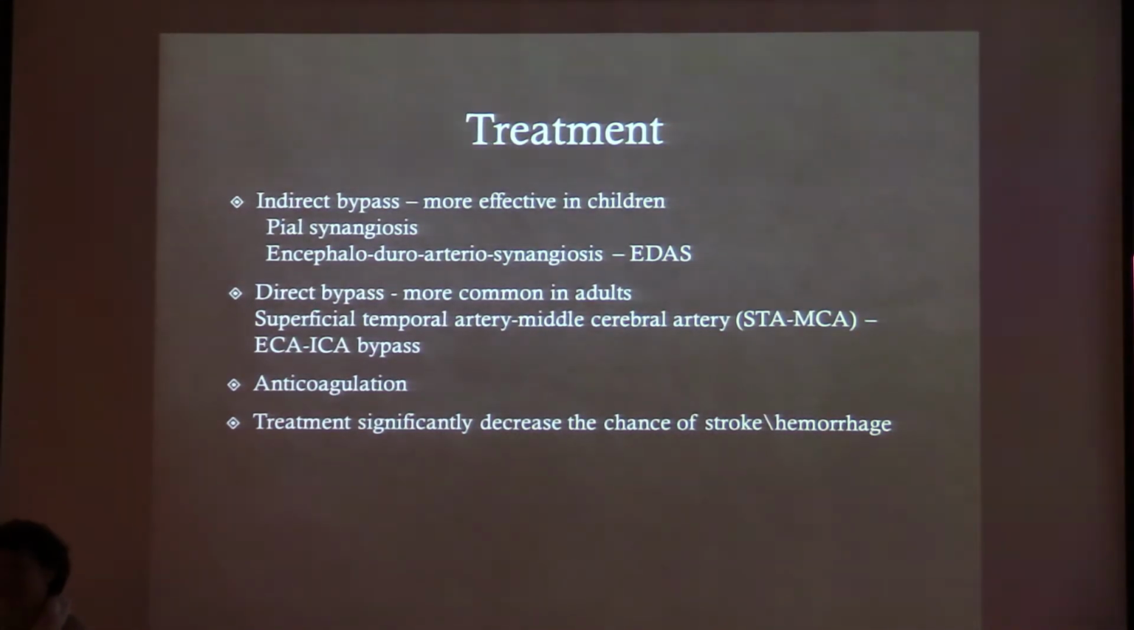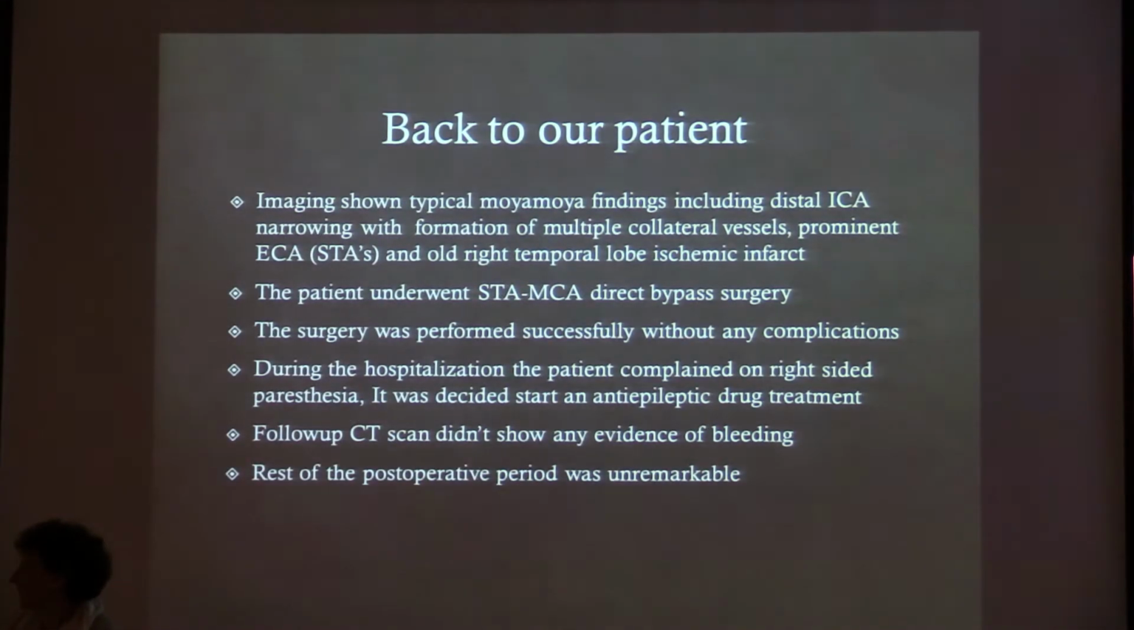The main treatment is bypass surgery. In children we use indirect bypass surgery, in which a scalp vessel is placed on the surface of the brain and the collateral vessels are formed later. In adults, we use direct bypass surgery, in which we connect the external carotid artery and the internal carotid artery. So back to our patient. You saw the findings. He underwent surgery with a superficial temporal artery to middle cerebral artery bypass, and the rest of the post-operative period was unremarkable.